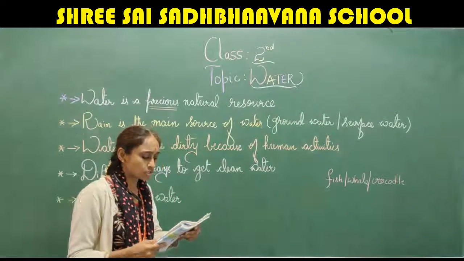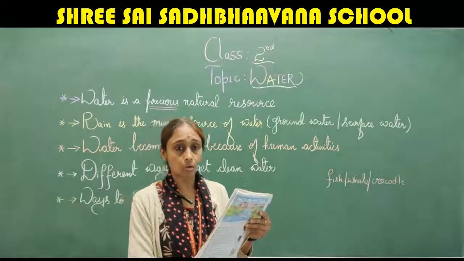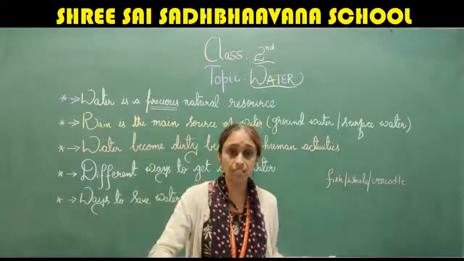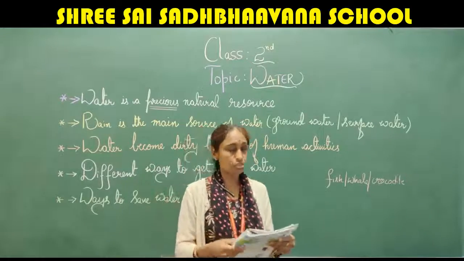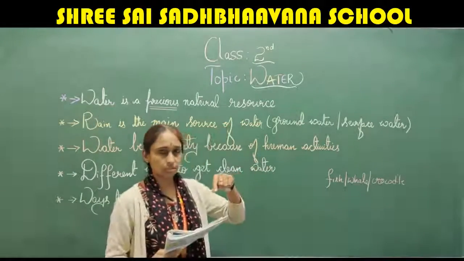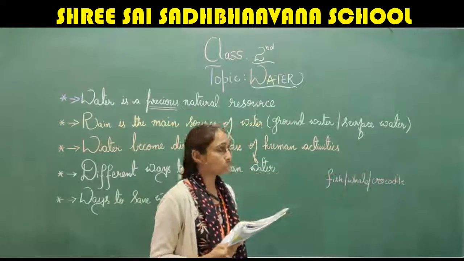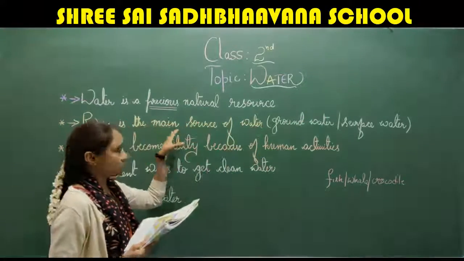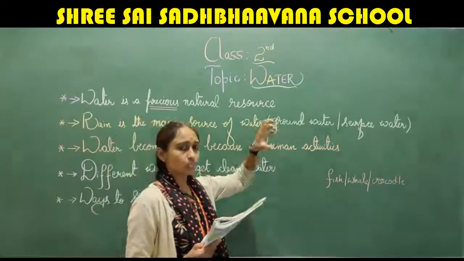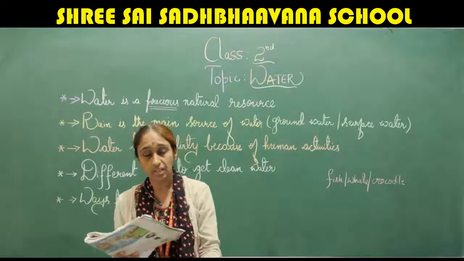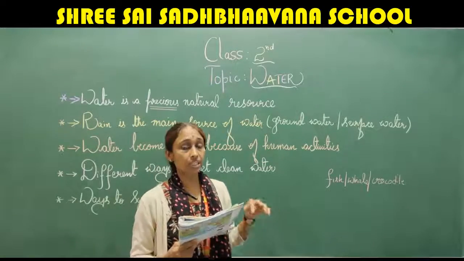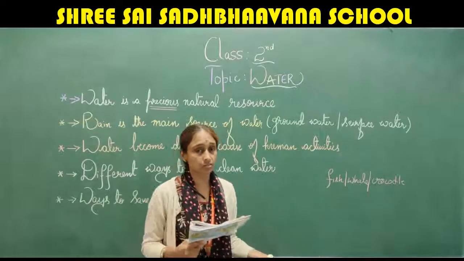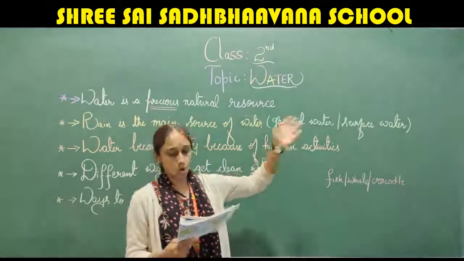Okay, some rainwater also goes into the ground. When it rains, what happens? Sometimes the rainwater goes underground, which is called groundwater. So you have learned what surface water is, and here we have groundwater. What do you mean by groundwater? When it rains, some portion of the water goes beneath the earth. The water we get from beneath the earth is called groundwater.